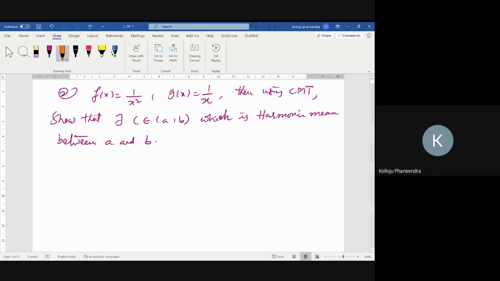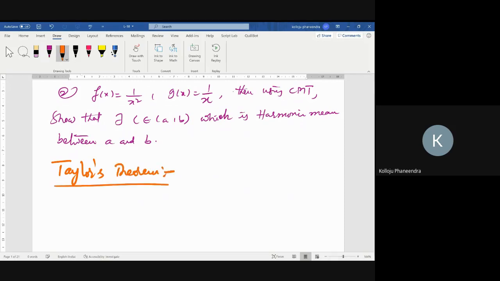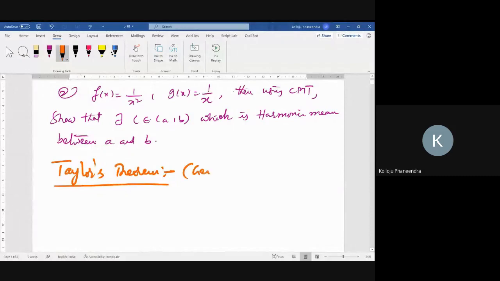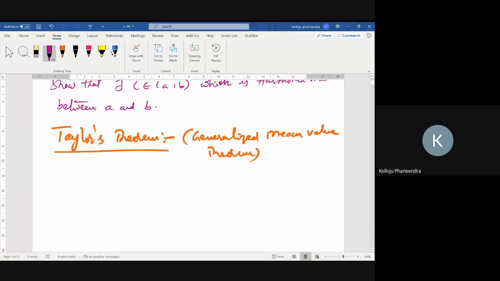Next one is Taylor's theorem, which is also called the generalized mean value theorem. If in the question only "using mean value theorem" is given, apply Lagrange's mean value theorem. When generalized mean value theorem is given, then apply Taylor's theorem.